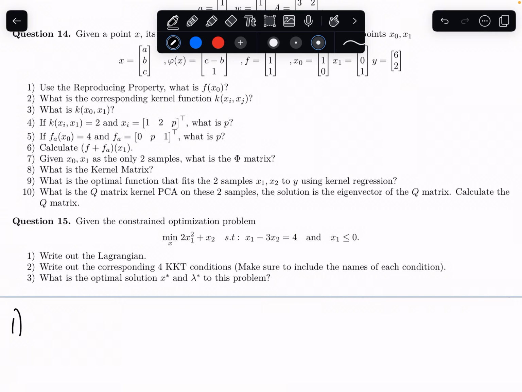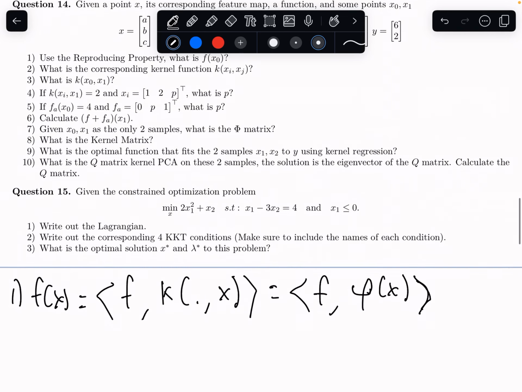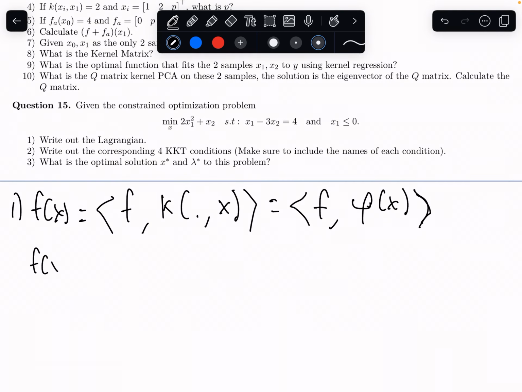We'll get started immediately. Question 1 asks, use the reproducing property, what is f of x0? So the reproducing property, if you remember, states that f of x equals the inner product of f and k of dot x. Or you might remember the form f, the inner product of f, and in this case, lowercase phi of x. So f of x0 would then be the inner product of f and phi of x0.